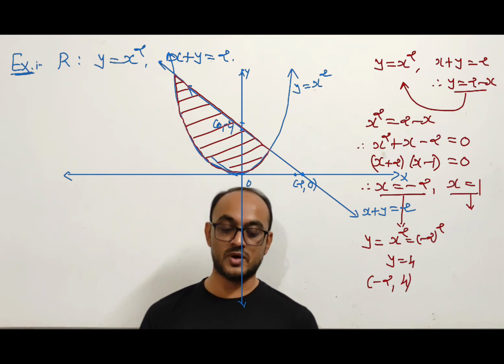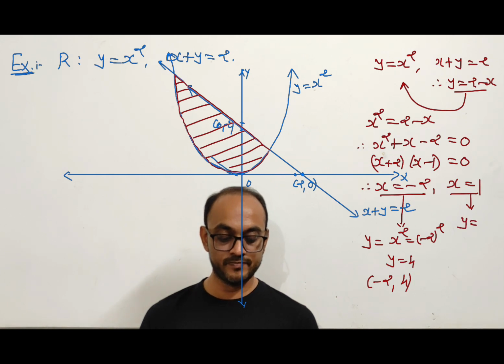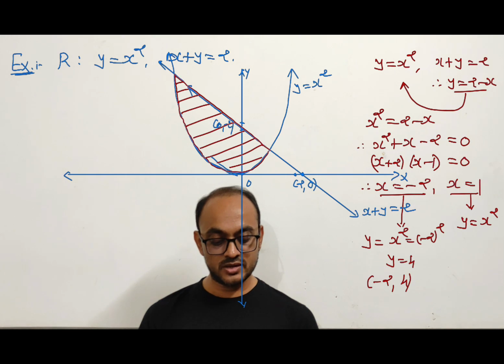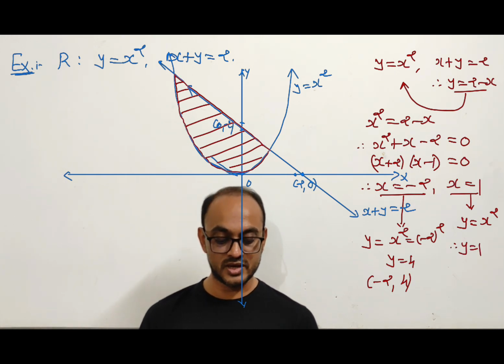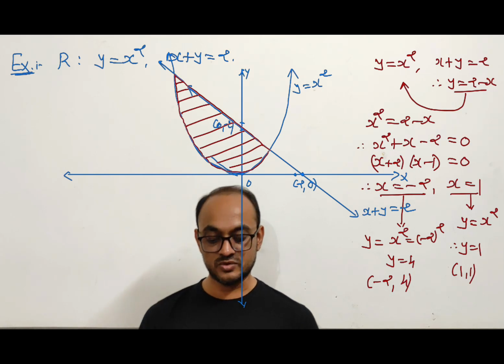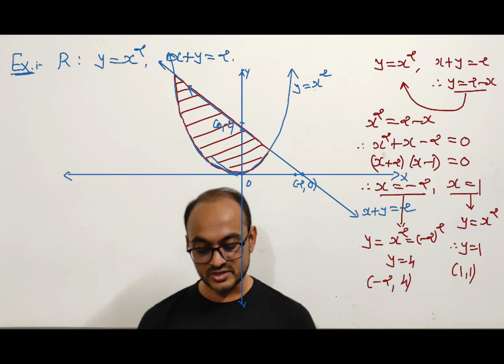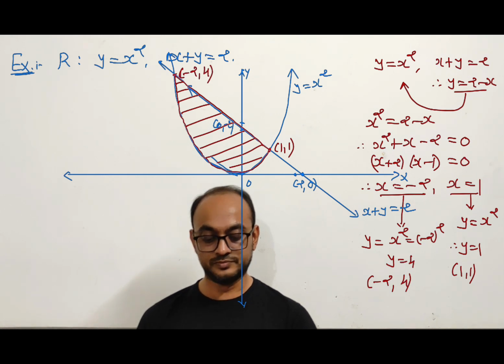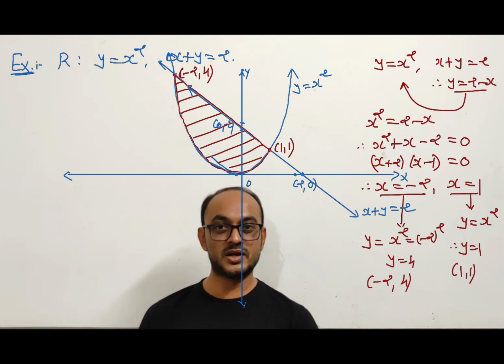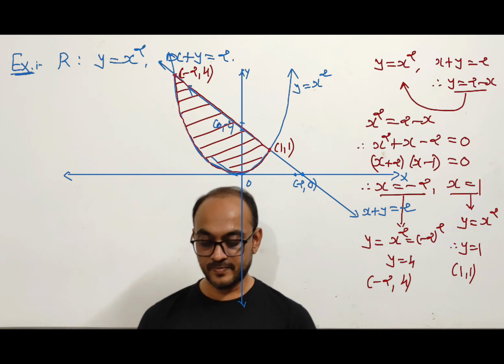When x is equal to 1, what is y? x squared, so this is 1 squared. So y is equal to 1. Right. So x is equal to 1, then y is equal to 1. So these are two intersection points: x is 1, y is 1, and x is equal to -2 and y is equal to 4. These are the intersection points.